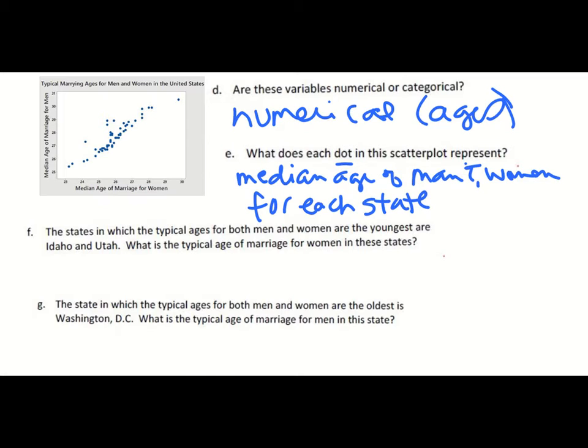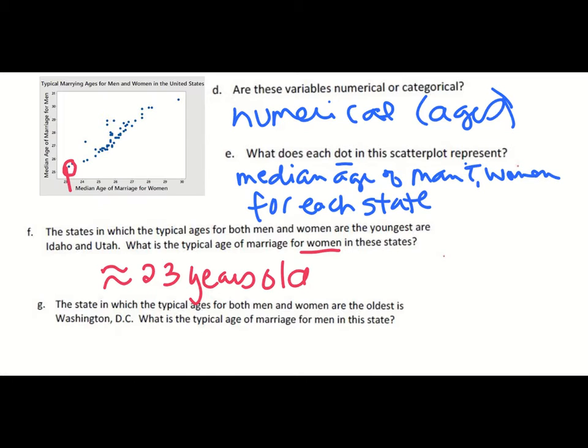And then the states in which the typical ages for both men and women are the youngest are Idaho and Utah. What is the typical age for men and women in those states? So if you look down here, that would be these ones down here. And so that looks like your typical age. That looks like it's about maybe like for the age for women. So women are down here. So that looks like that's about maybe about 23 years old.